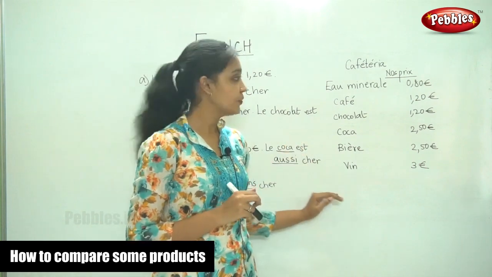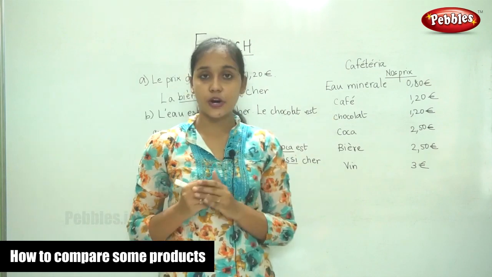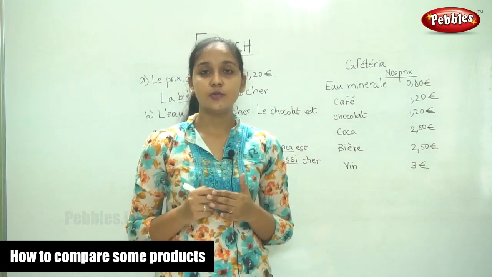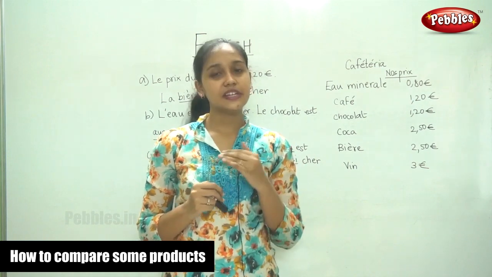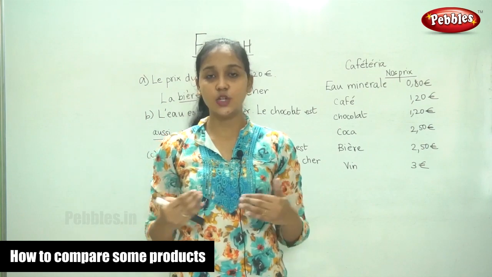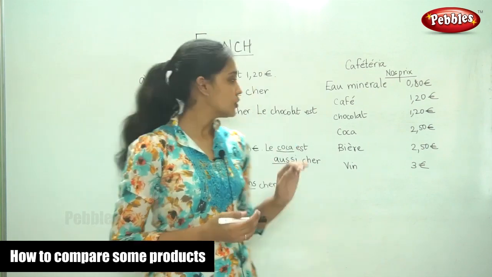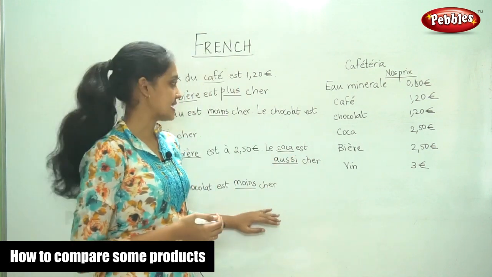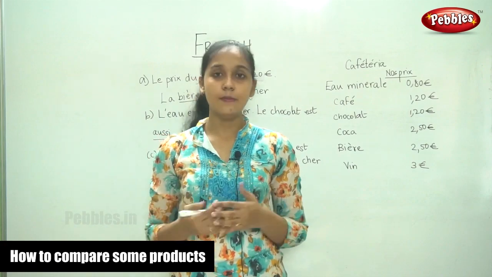So what we did in this exercise was we compared the prices of the different products given in the menu. So if the price of the given product is more, then we use the word plus cher. If it is less, moins cher. And if they are equal, we use the term aussi cher. So that is what we did in this exercise. So now you know how to compare some products.